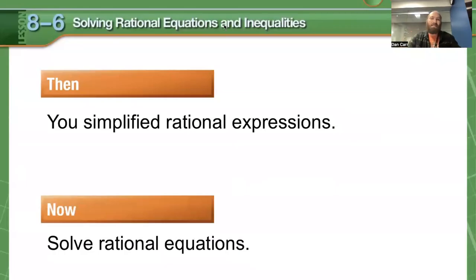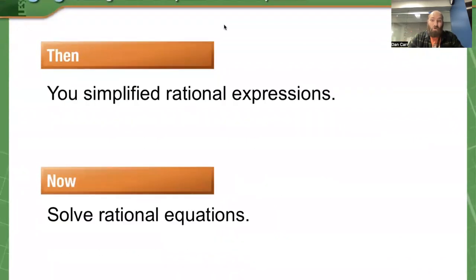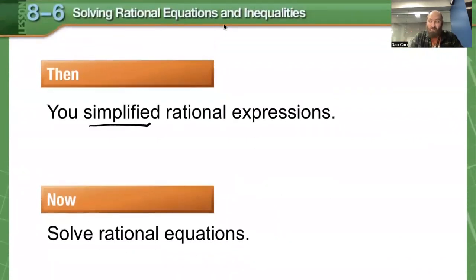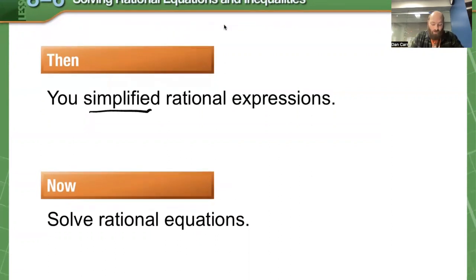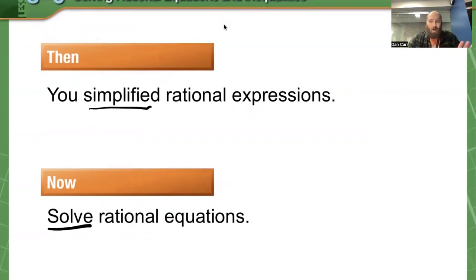Today we're going to be talking about 8-6 day 1, solving rational equations. This is tying back to when we did our simplifying of our rational expressions. It has to do with factoring a lot. But today we're going to be talking about solving them. This is what we mean when we have to solve them. A rational expression is just an expression by itself.